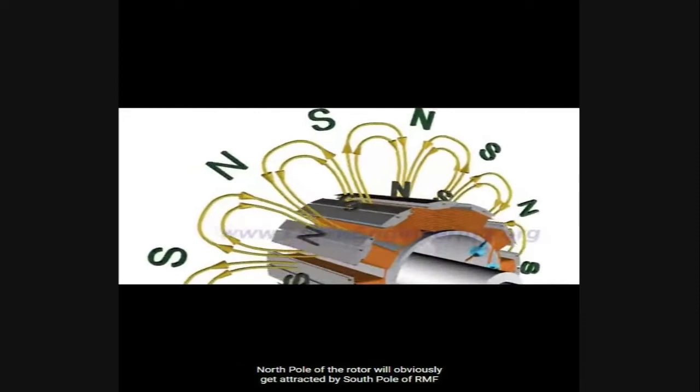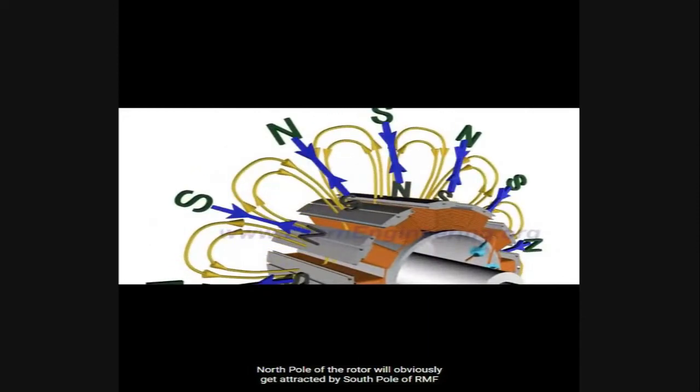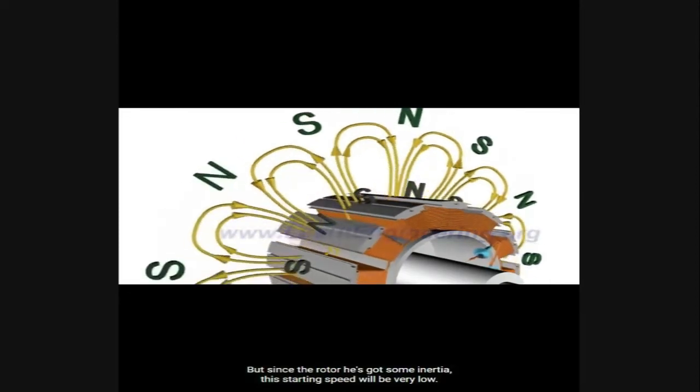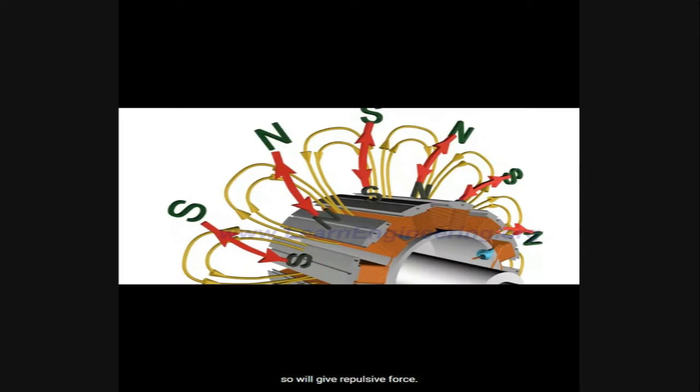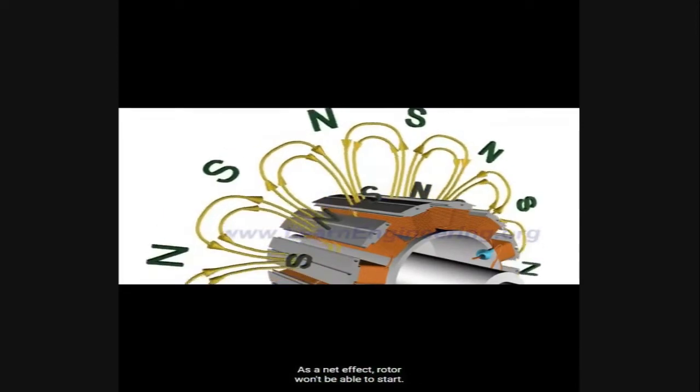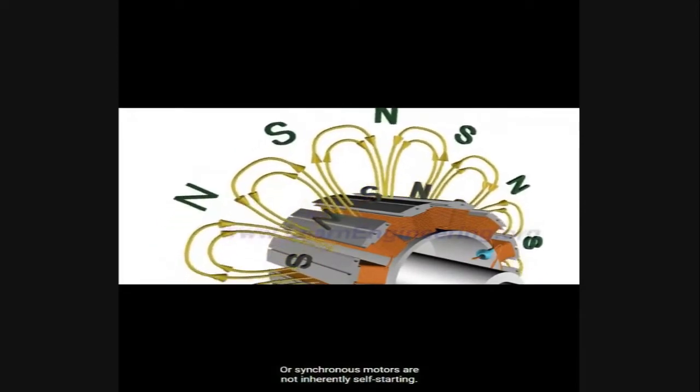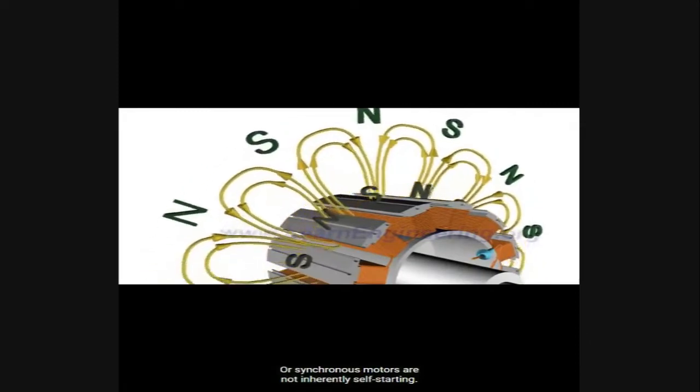The north pole of the rotor will obviously get attracted by the south pole of the RMF and will start to move in the same direction. But since the rotor has some inertia, this starting speed will be very low. By this time, the south pole of the RMF will be replaced by a north pole, so it will give a repulsive force. As a net effect, the rotor won't be able to start, or synchronous motors are not inherently self-starting.